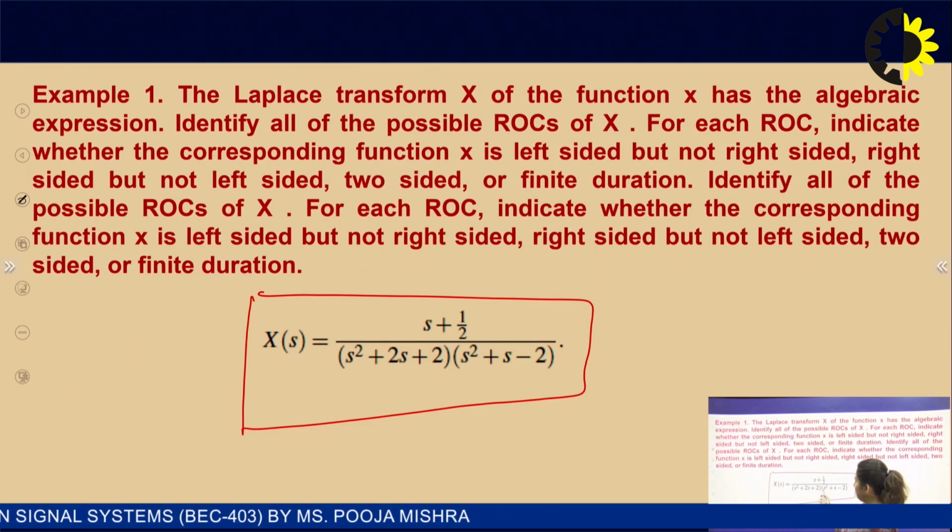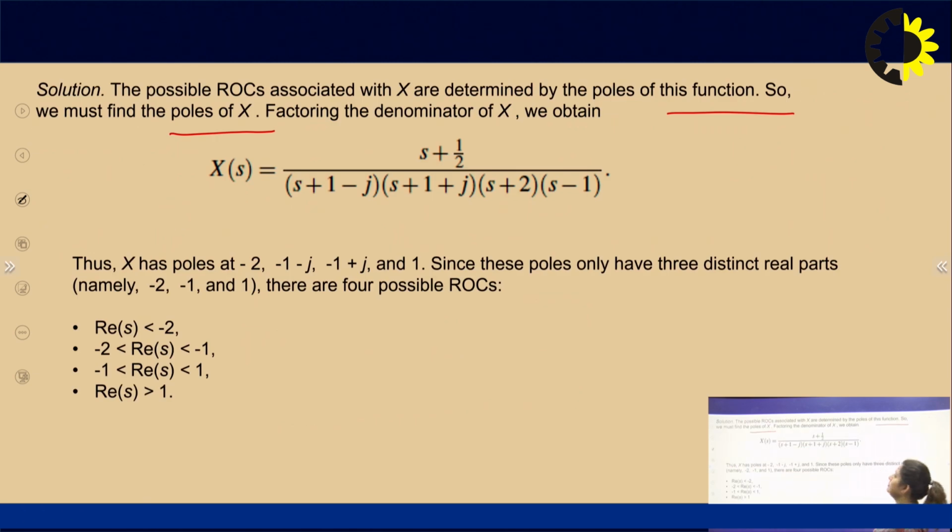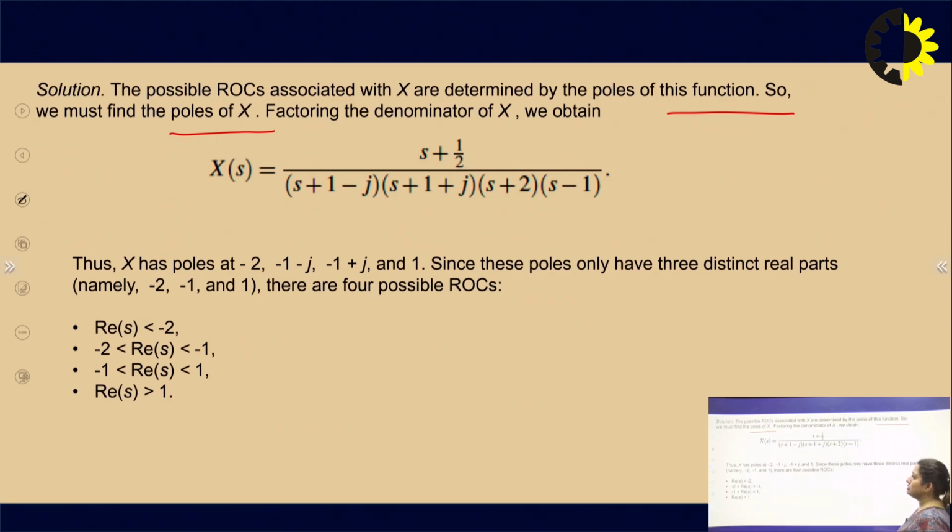So the first denominator term will have complex roots. The second term has different roots, that is s plus 2 and s minus 1, and these are real roots. So we have one pole at s equals -1 plus j, the next pole at s equals -1 minus j, the next pole at s equals -2, and the next pole at s equals +1. So we have the poles -2, -1 minus j, -1 plus j and 1.